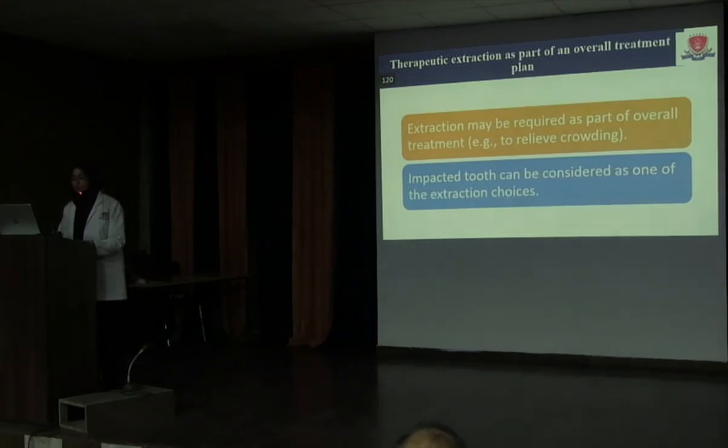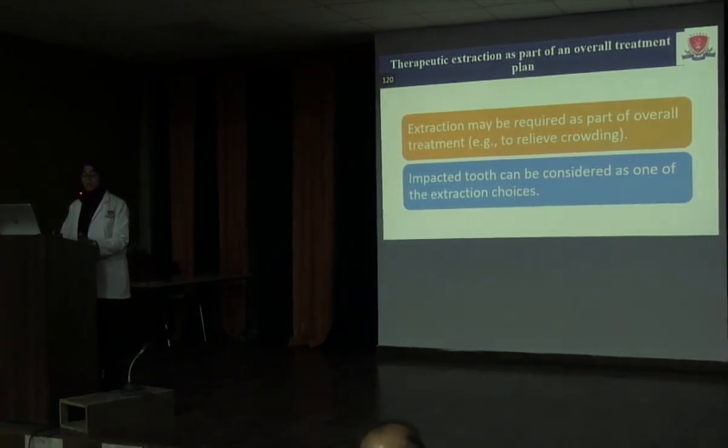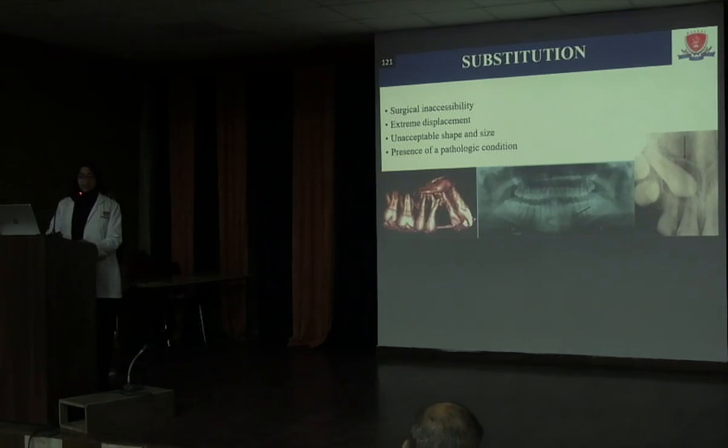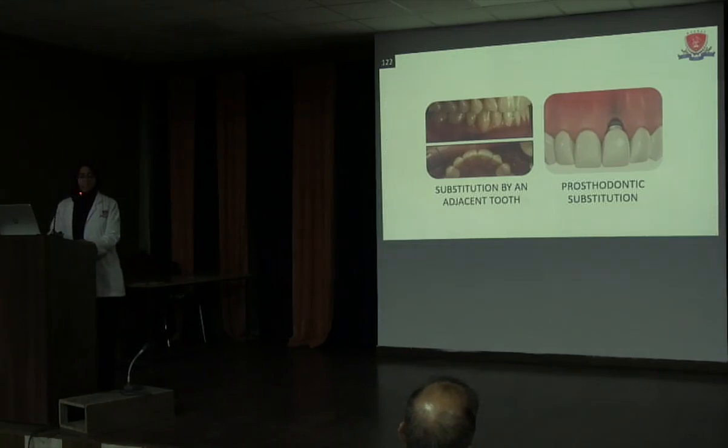Therapeutic extraction is a part of an overall treatment plan. Up till now we were talking about the resolution of impacted teeth. Now if the treatment plan of a malocclusion requires extraction, like in mixed cases or class 2 driven cases, the impacted teeth can be considered for extraction. If the canine is extracted, then comes the part of substitution. Canine substitution is opted for when there is surgical inaccessibility, extreme displacement, unacceptable shape and size, or presence of a pathological condition. The canine can be substituted either by an adjacent tooth like a premolar or by a prosthetic substitution, that is, an implant.